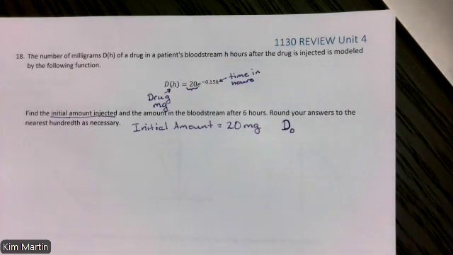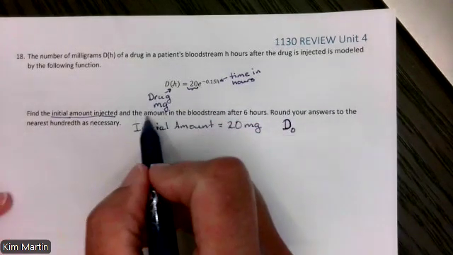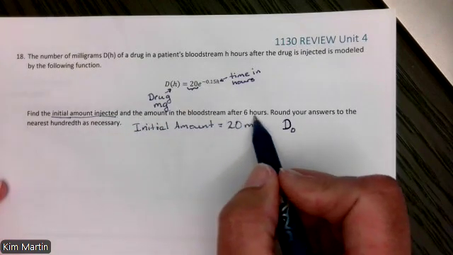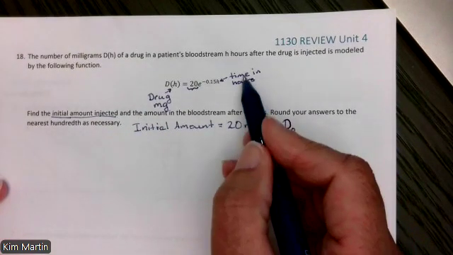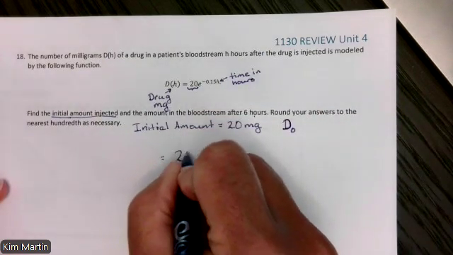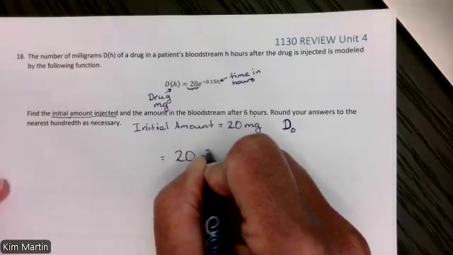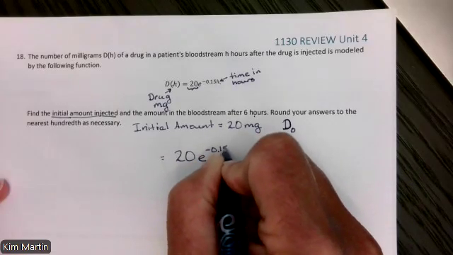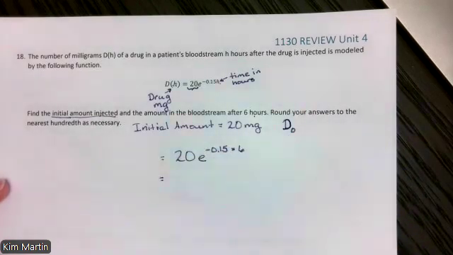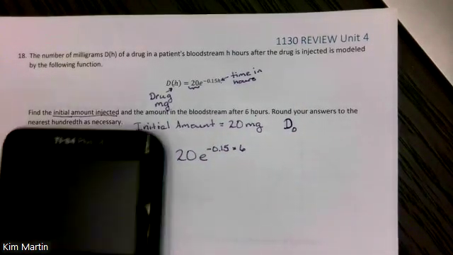Okay, so now what we're going to do is, it says, okay, so we did that one, and we need to find the amount in the bloodstream after 6 hours. Well, you just put it right there. So you're just going to do 20 e to the negative 0.15 times 6 hours. And you just let your calculator do that work.